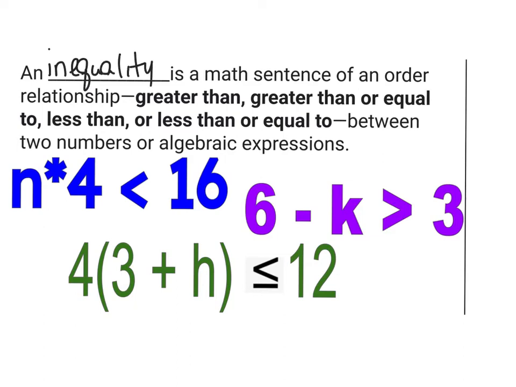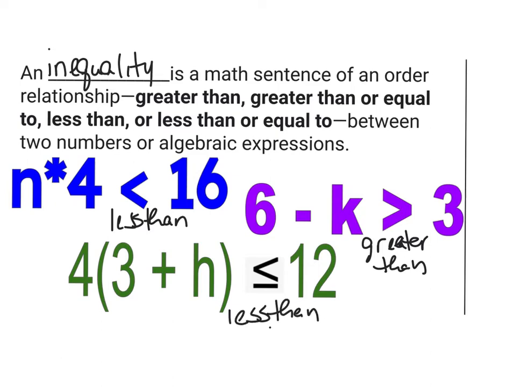So basically this is less than, this is greater than, and this is less than or equal to. This line represents the equal to. So make sure you're understanding that.